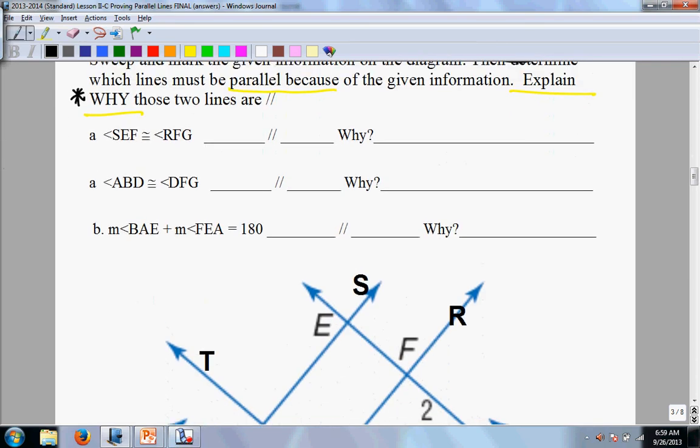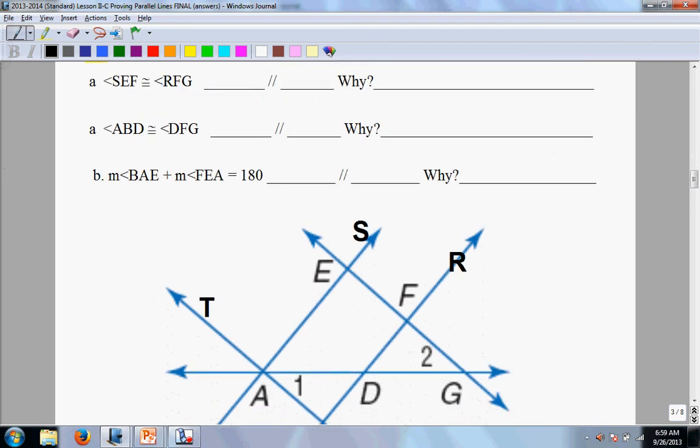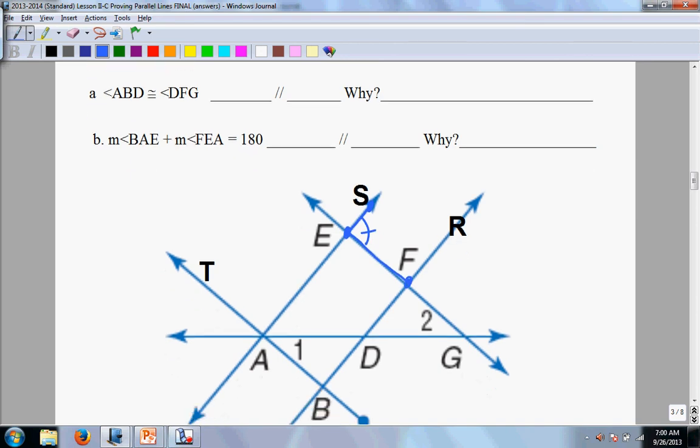Okay, so let's start with A. It says angle SEF is congruent to RFG. So SEF, let's trace and sweep. I'm going to do this in blue. Angle SEF. So here we are, SEF, trace and sweep, is congruent to angle RFG.